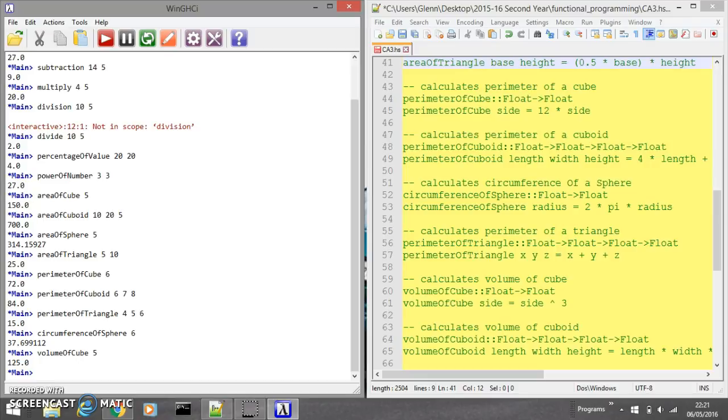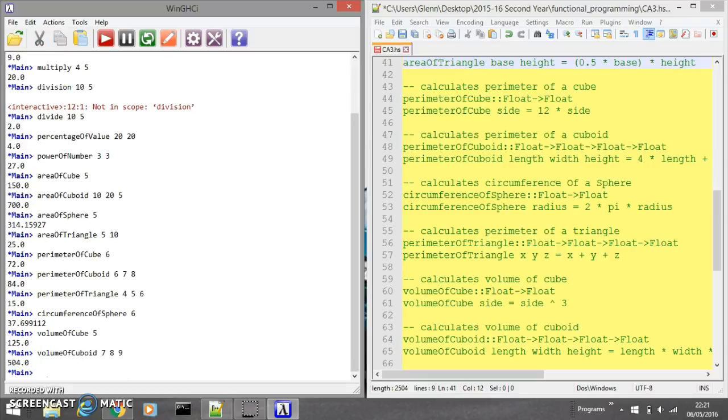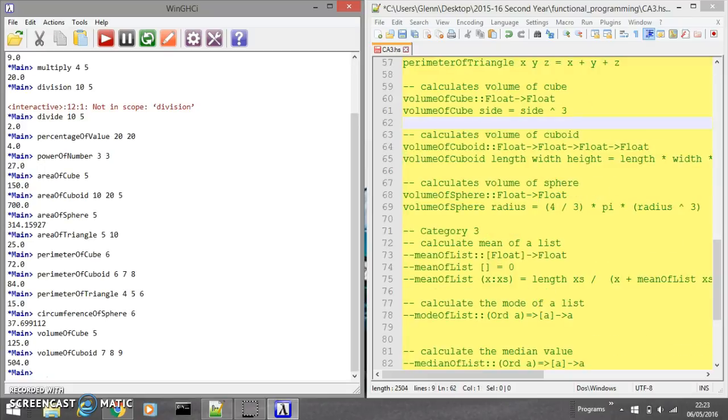Volume of a cuboid, let's say 7, 8, 9, it will return 504, which it does. Finally I will do volume of a sphere, and I'll use the value 9, and it will return 3053.6282, which it does.